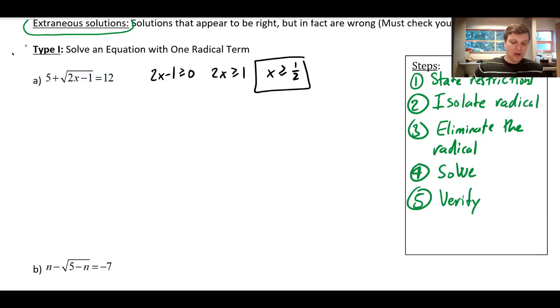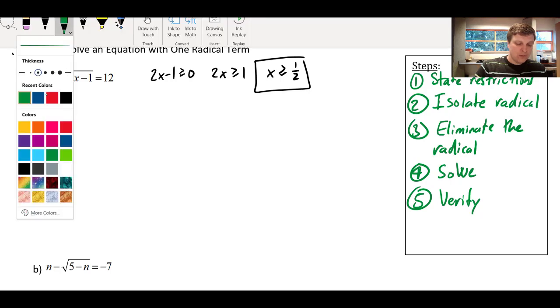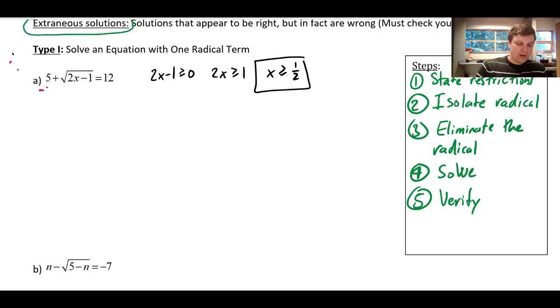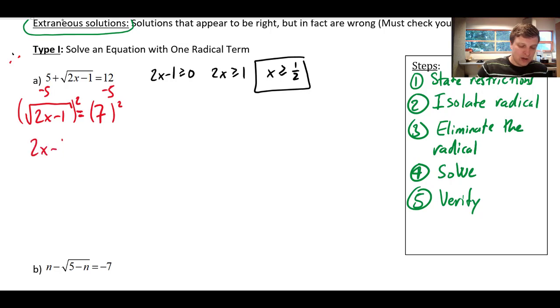And now I can go ahead and solve. On each side of the equation, I'm just going to subtract 5. So I have the square root of 2x minus 1 equals 7. And now the way to get rid of that square root sign is to do the opposite, just like to get rid of a division, you multiply, and to get rid of subtraction, you add. So I'm going to square both sides of this equation. And that eliminates my radical sign. So I get 2x minus 1 equals 49.